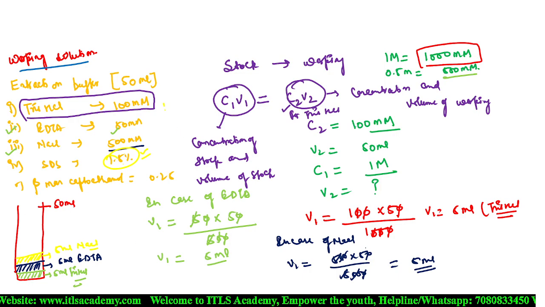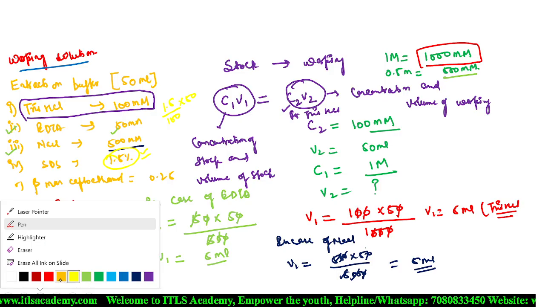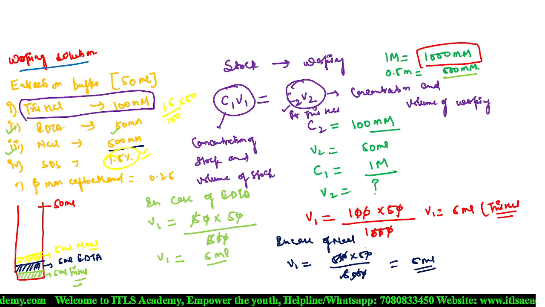Solve it like this. 1.5 divided by 100 multiplied by 50. 1.25 divided by 100 multiplied by 50, 0.75. Take 0.75 ml.